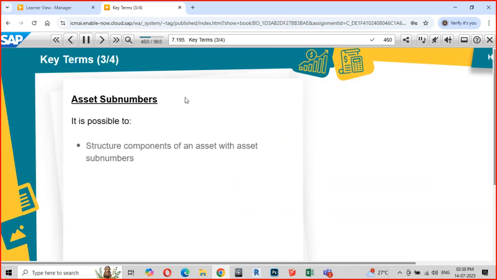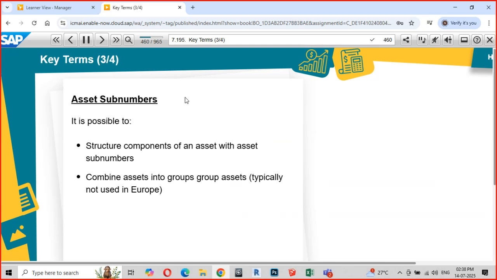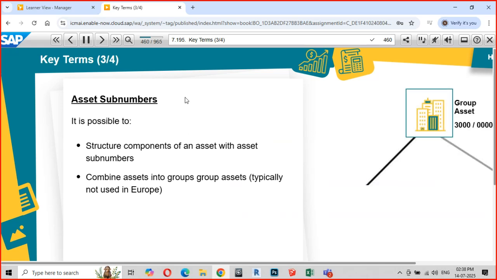I'll come back to this asset sub numbers maybe a little later. All right. It's as simple as this. So I will just give you very small information as to what is an asset sub number.